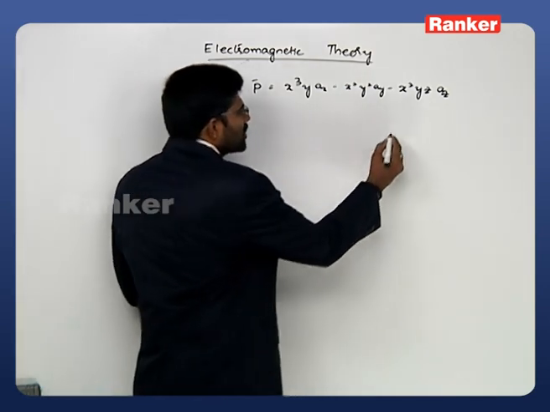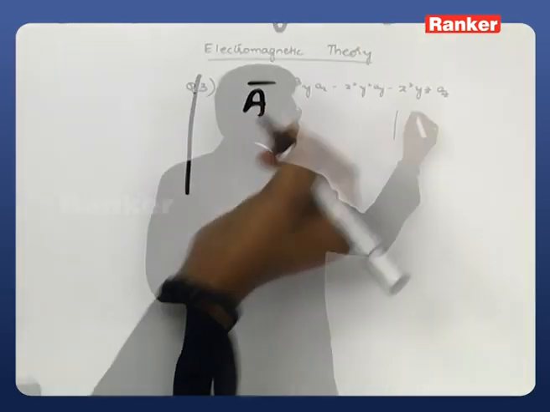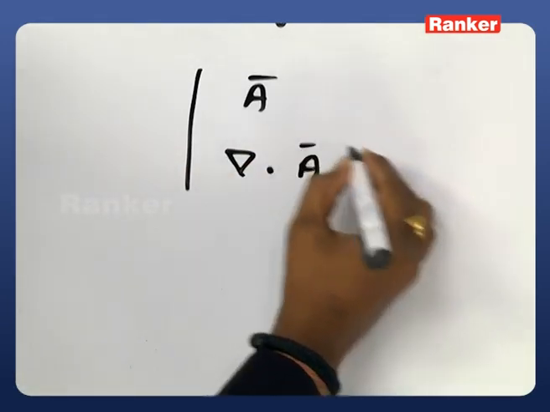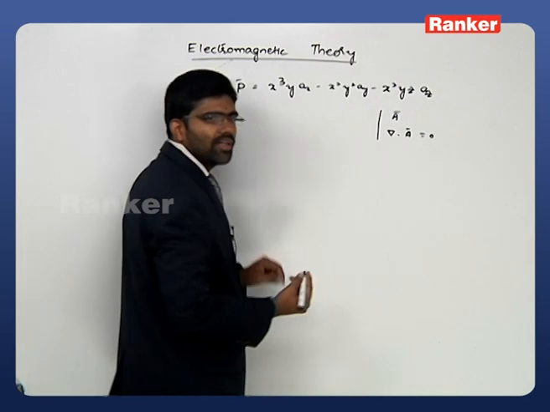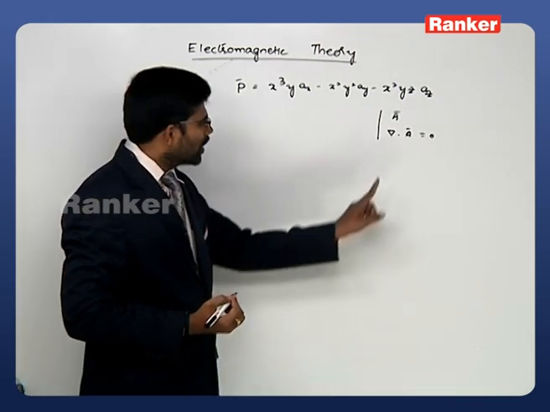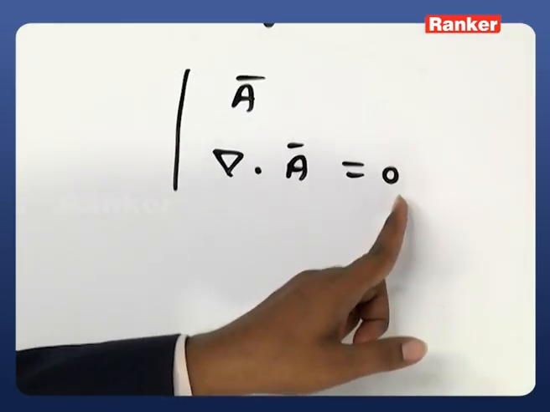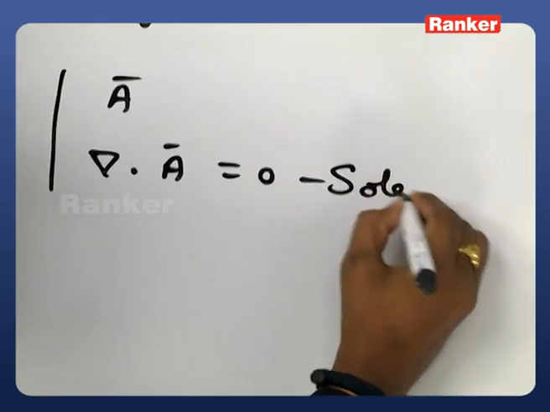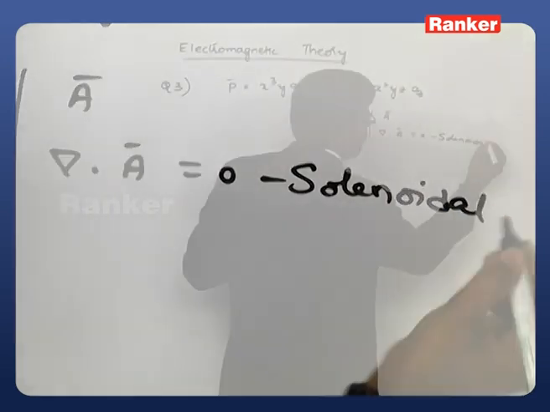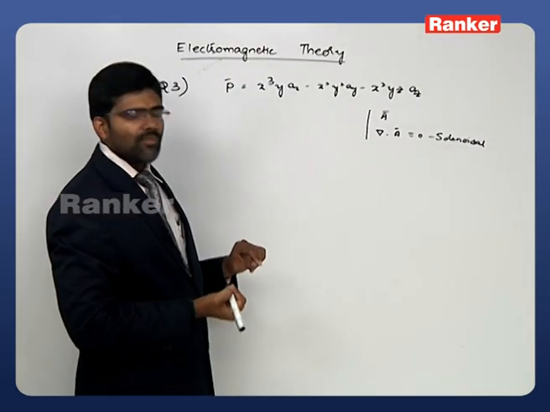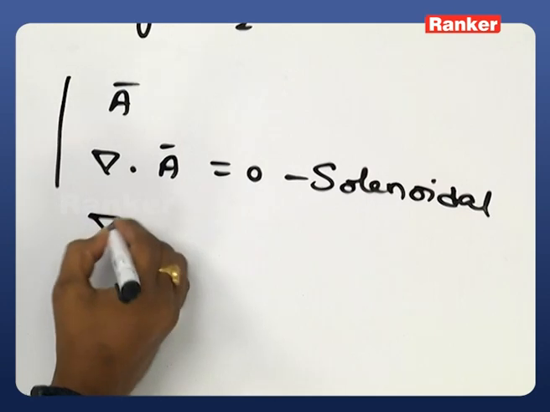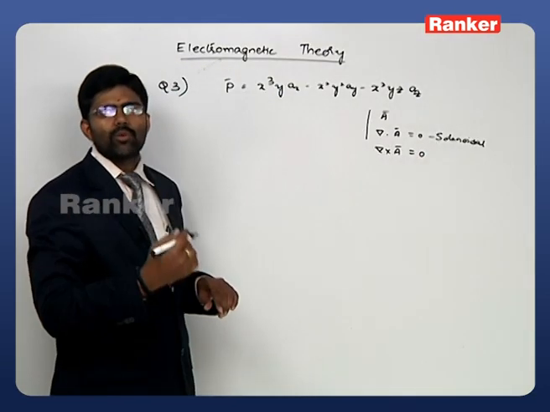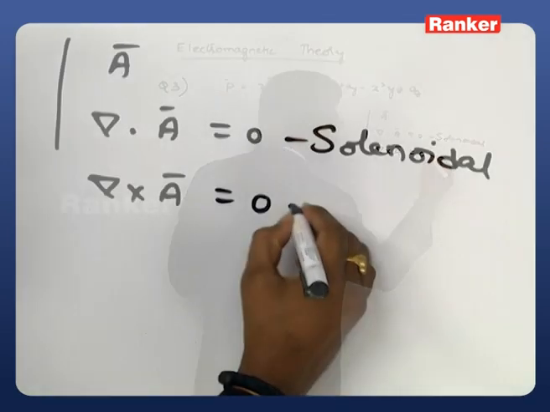Now let us take A bar as a vector. If the divergence of that particular vector is 0, then it is said to be solenoidal. So whenever you calculate the divergence, and if the divergence is equal to 0, it is simply said to be solenoidal. And for the same vector, if we calculate the curl and it is equal to 0, then it is said to be irrotational, that is, it has no rotational property.